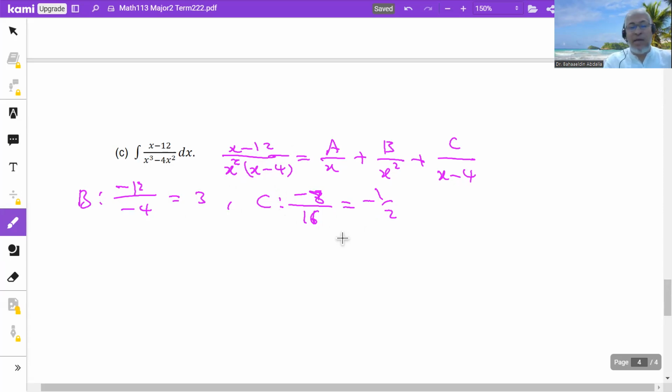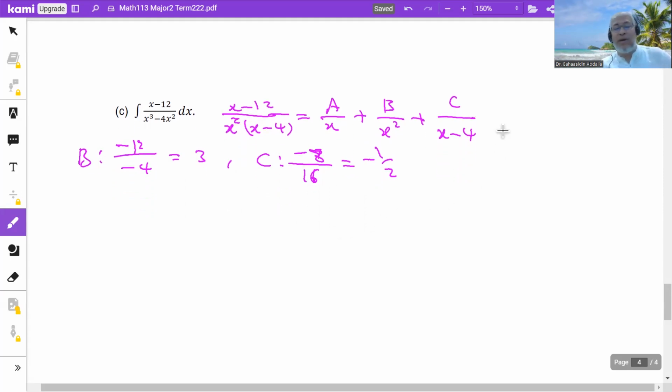Now, to find A, I need to multiply this by the LCD, which is x squared times x minus 4. So when I multiply both sides by x squared times x minus 4, I'll get x minus 12 on the left-hand side, because I multiplied by x squared times x minus 4 equals A.